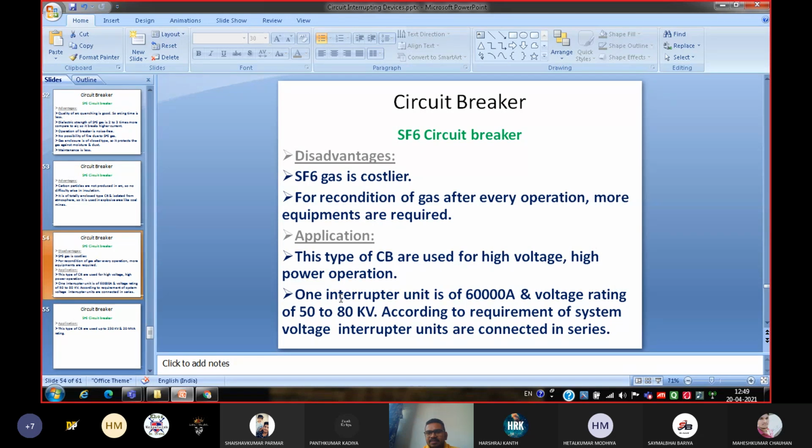Application: this type of circuit breaker is used for high voltage, high power operation. We can use it at high voltage and high power operation. One interrupter unit is of 60,000 ampere. The rating of one interrupter unit is 60,000 ampere and the voltage rating is 50 to 80 kV. Okay, this is the voltage rating. So according to the requirement of the voltage, interrupter units are connected in series. If we need three interrupters, then these three interrupters are connected in series.